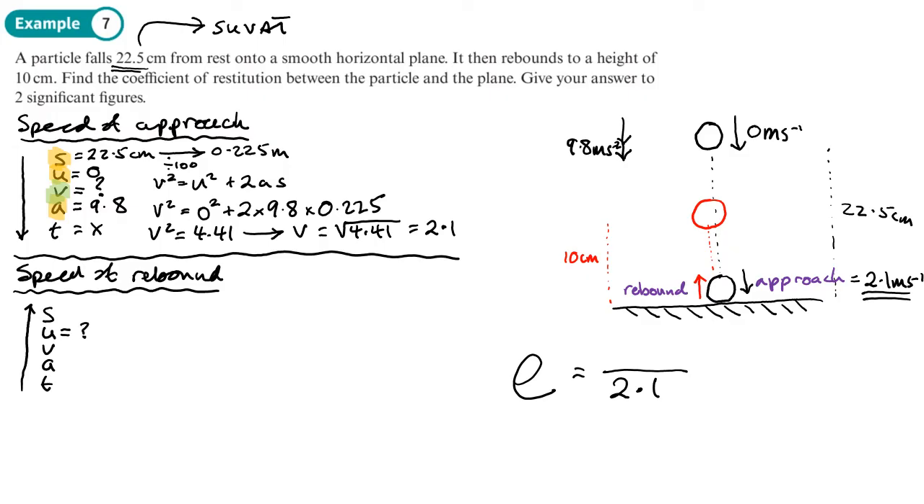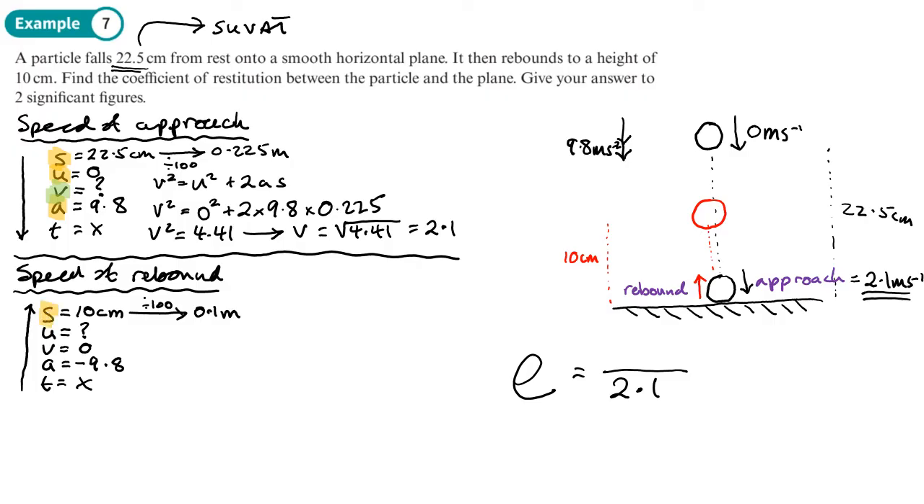I know it reached a height of 10 centimeters. Okay, so again, 10 centimeters, I need to change to meters by dividing by 100. That one I think I can do without a calculator. So that should be 0.1 meters. V, well, that is the speed where it went to a height of 10 centimeters, then it stopped instantaneously. So V is 0. A is going to be negative 9.8. And I don't care about T yet again. T gets left behind.